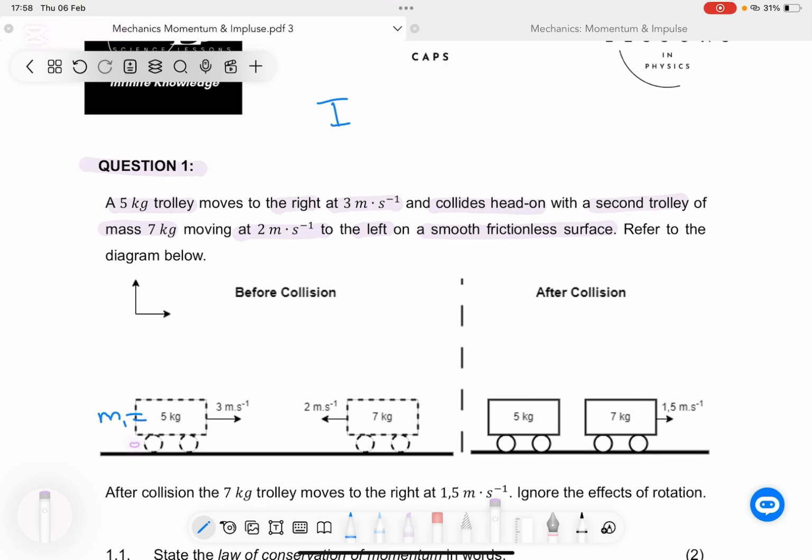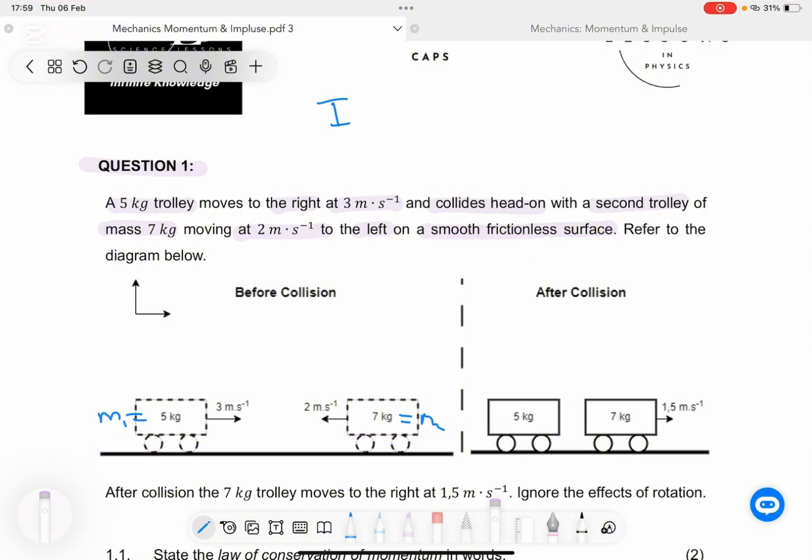And because this object is moving in that direction, it then collides head-on with this second object that has a mass of 7 kilogram. That means I can say this is M2 because it's the second object. And it moves with the velocity of 2 meters per second, and it goes to the left. And there is another important aspect to it. They say they move on a smooth frictionless surface. So this surface here is smooth. There's no friction.